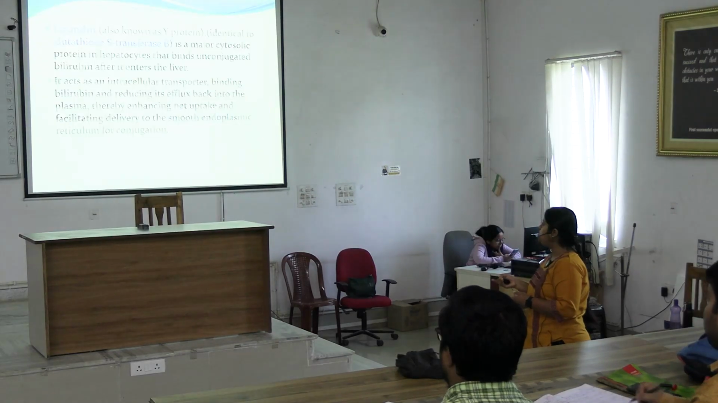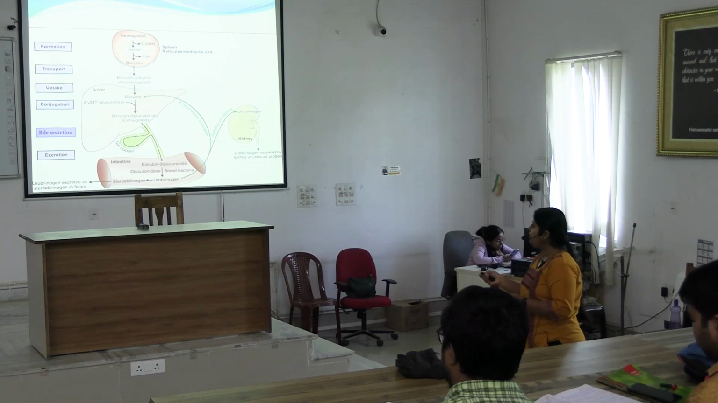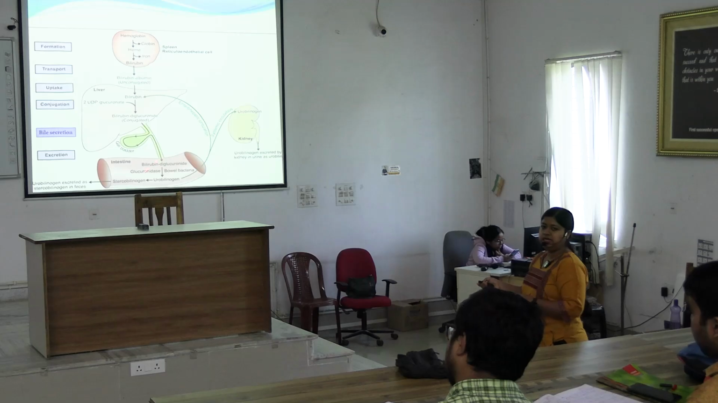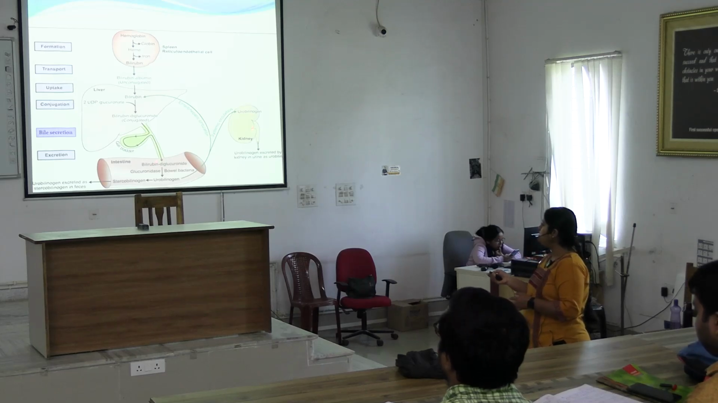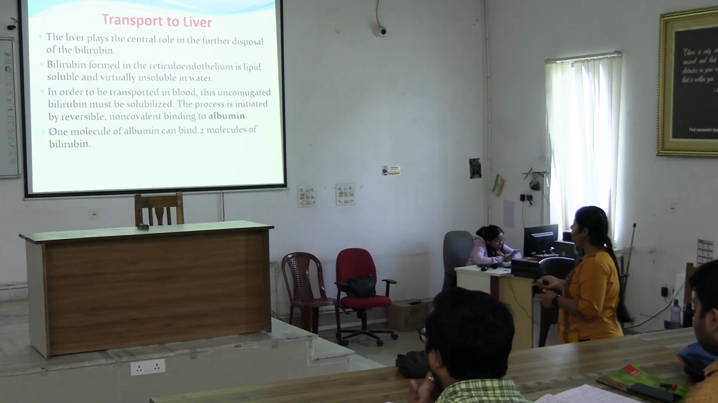Enterohepatic circulation, I showed the picture. This is the enterohepatic circulation. Urobilinogen is getting reabsorbed and it is coming to the liver again and it will be again excreted, or it will come to the systemic circulation to the kidney and urobilinogen will be excreted in the form of urobilin.